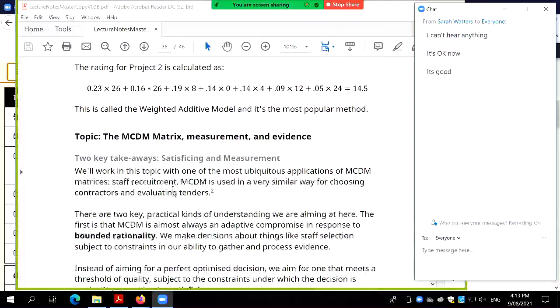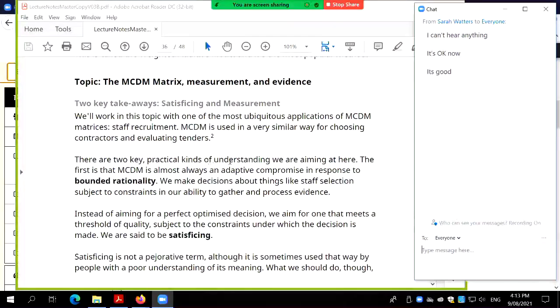So what I want to do now is move on to more of the issues around multi-criteria decision making. There are 2 big picture ideas I want to emphasise here. One is this concept that is called satisficing, and the other is I want to start introducing the idea of measurement.